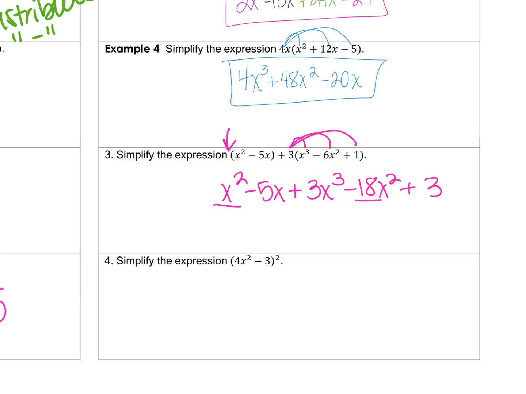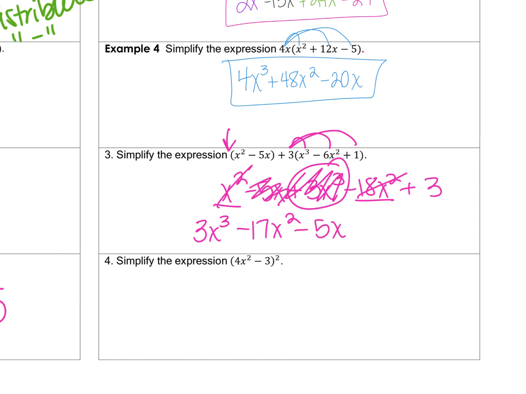Combining your like terms, you would get negative 17x squared. And then I'm going to, in front of it, put my x cubed. So 3x cubed. So those I combined. I forgot the cube first, so there it is. I wasn't able to combine it with anything. And then I'm bringing down my minus 5x because there's not another term that has an x, and then the plus 3. So there would be your final answer.